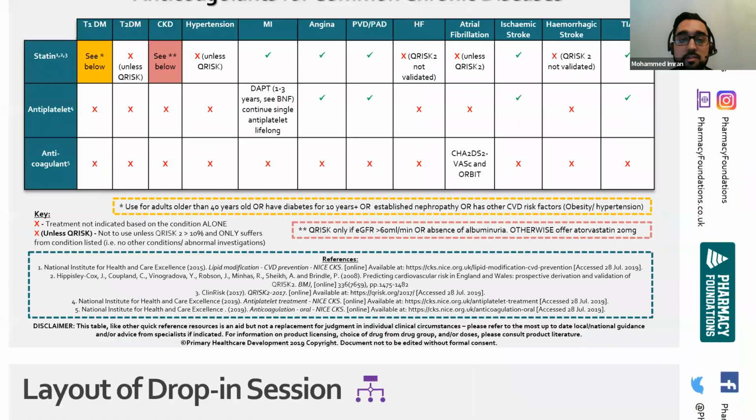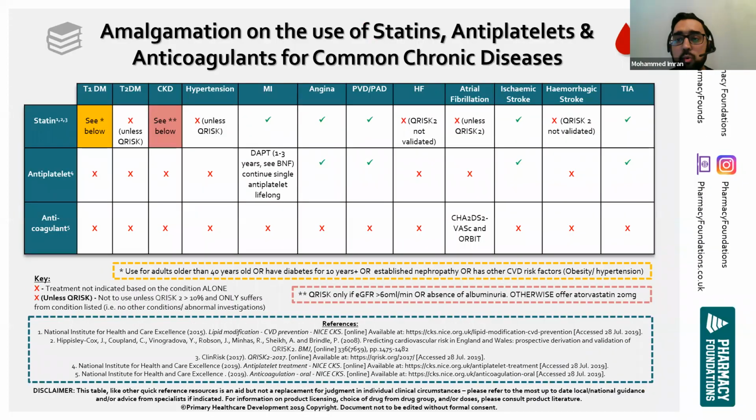So let's just go back to that slide again for a few minutes. Hopefully that makes sense in terms of Q-risk and statins. And we obviously know primary prevention versus secondary prevention, and doses of statins, hopefully.